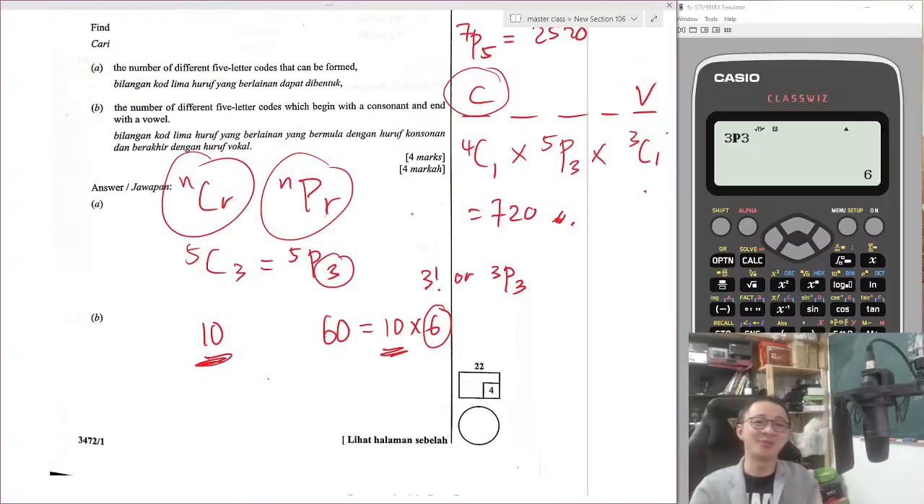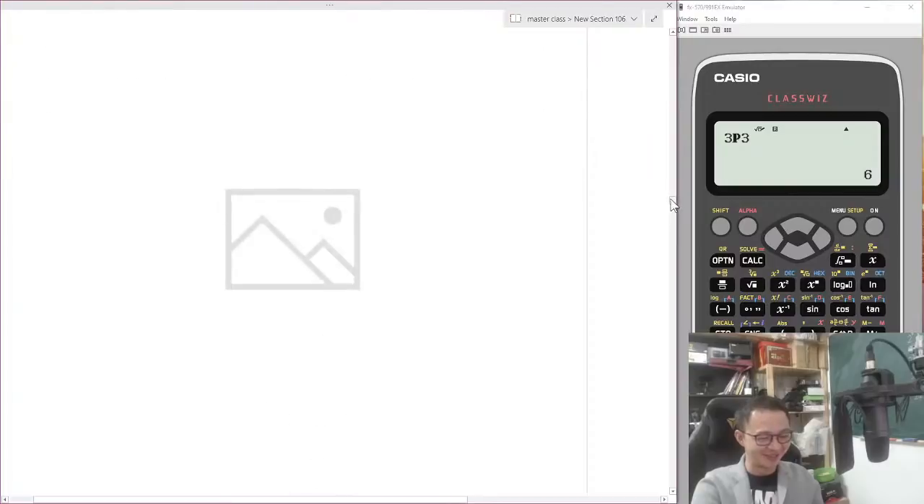So you must understand what it is rather than just follow whatever you remember. P is for arrangement, so for arrangement I must use P. Because when you go to SPM or A level, permutation and combination questions can go way more difficult. They can join together the P and C. So you want to make sure you fully understand what is going on here. Okay? Oh my god, I spent too much time on these questions. Let me move on to the next one.